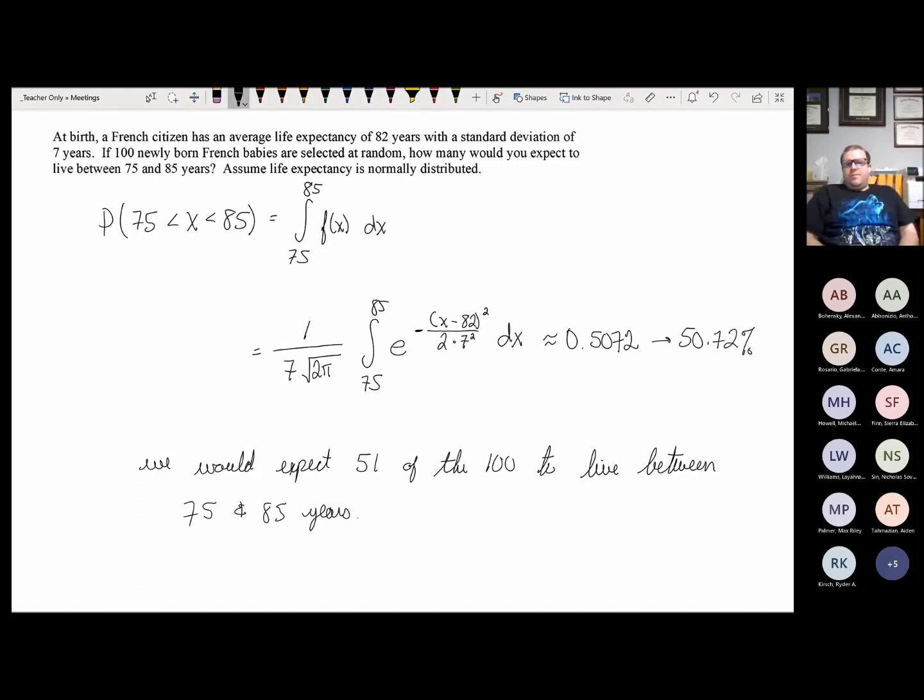Right. In this case, context is everything, right? It wouldn't make sense to say 50.72, right? Because what is 0.72 of a person, right? So we just round it up to 51 and say about 51.